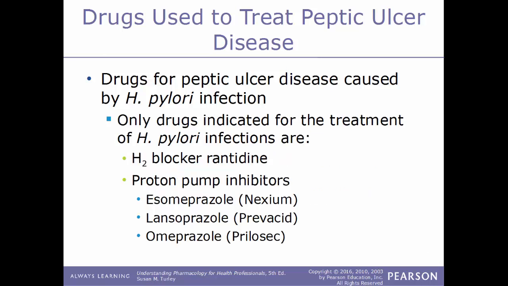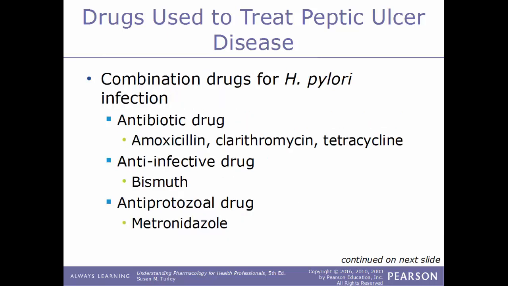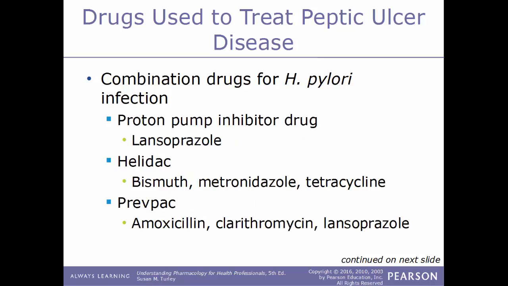And the only drugs that are indicated for the treatment of H. pylori infections are the H2 blocker ranitidine and the proton pump inhibitors Nexium, Prevacid, and Prilosec. As he mentioned earlier, there are combination drugs that are used to treat H. pylori infections. These would be a combination of antibiotics such as amoxicillin, clarithromycin, tetracycline, an anti-infective drug like bismuth, and also an antiprotozoal drug such as metronidazole. It may also include the proton pump inhibitor drug lansoprazole, which is Prevacid.